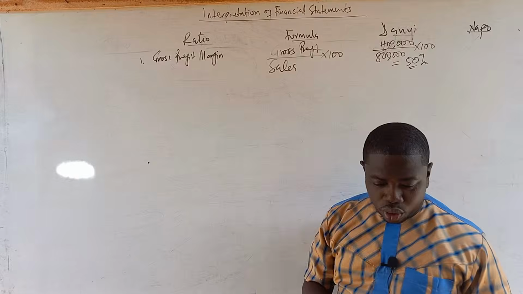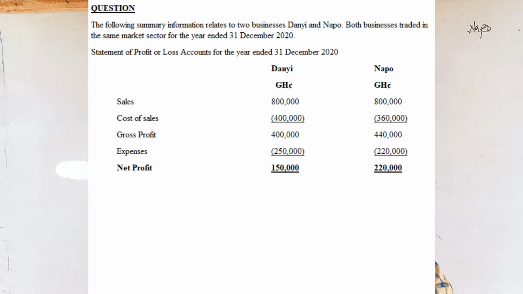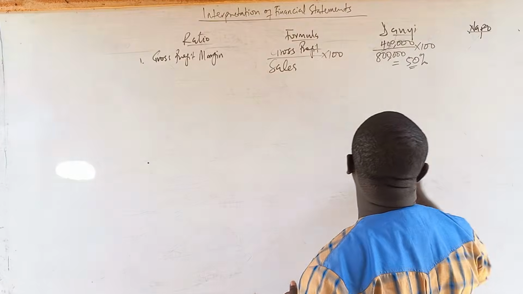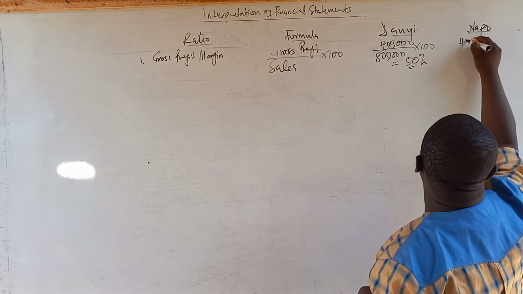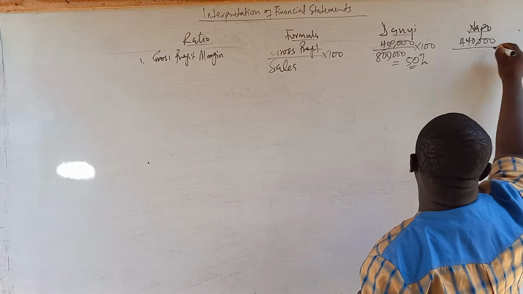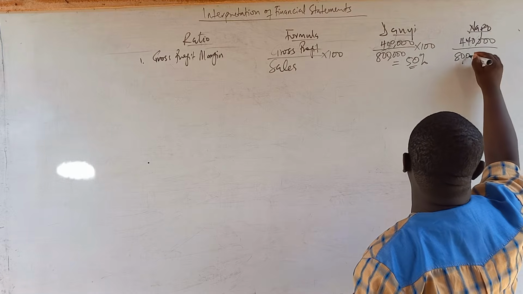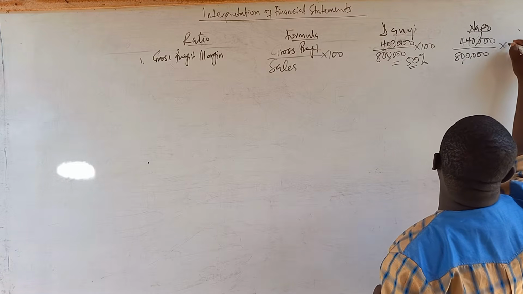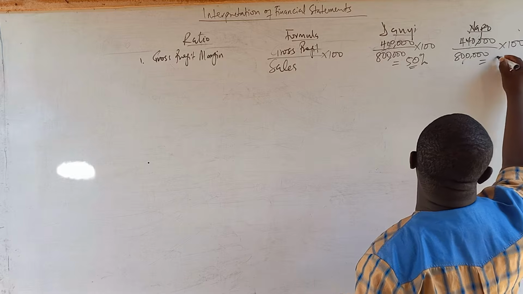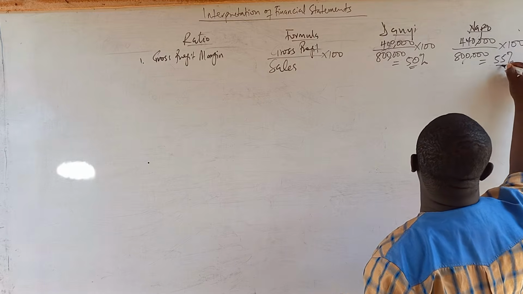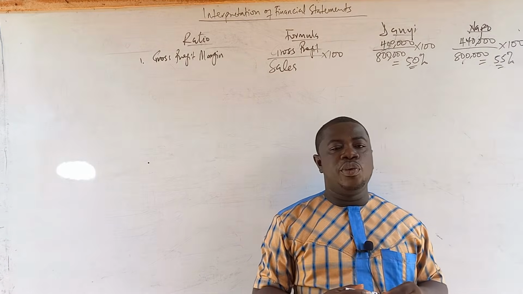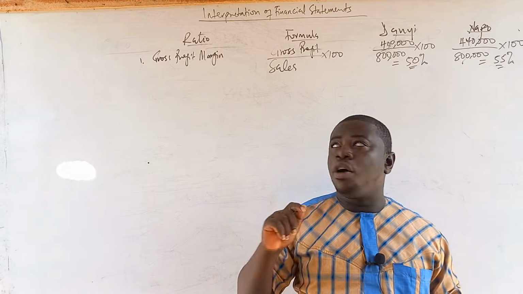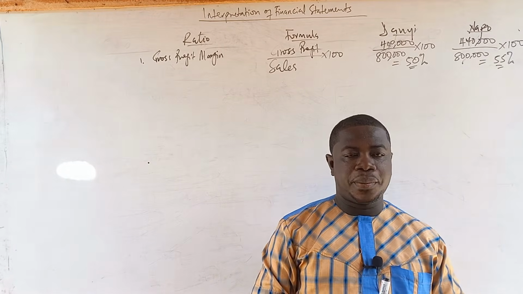And then that of Napo, from the question, the gross profit of Napo is 440,000. And then that of the sales is 800,000. And so we have 440,000 over 800,000 times 100. That is going to give us 55%. So, ladies and gentlemen, we are done with the calculation of the gross profit margin.